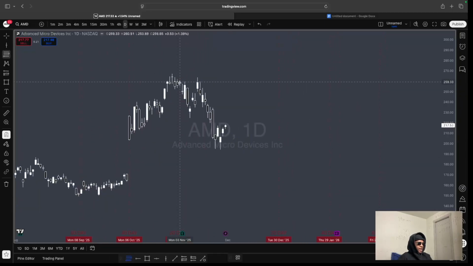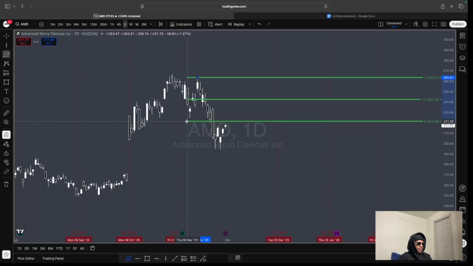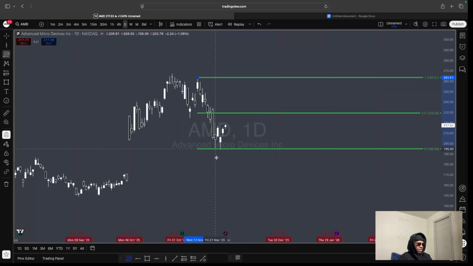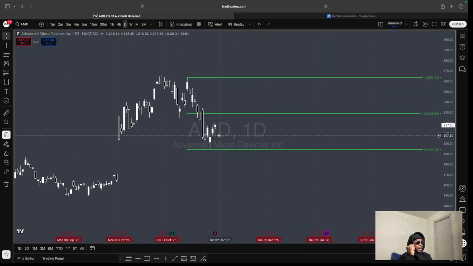My eyes automatically see this swing high got taken out. Then we created this swing high above it. That's the high of my dealing range. Okay, I see this swing low that got taken out. Did we create another swing low after it? Yes, we created this one right here. So I like AMD.